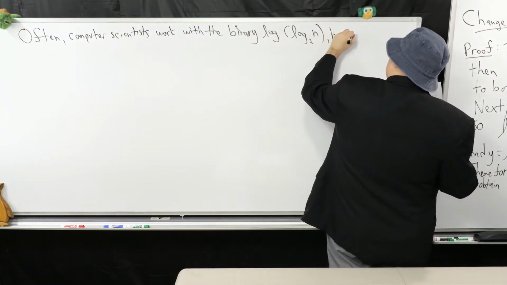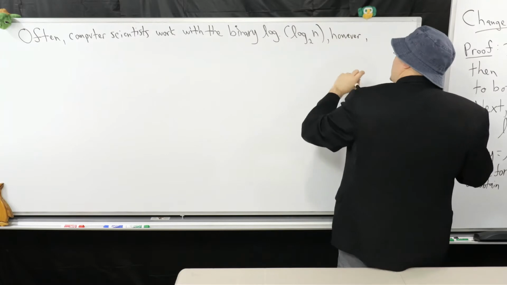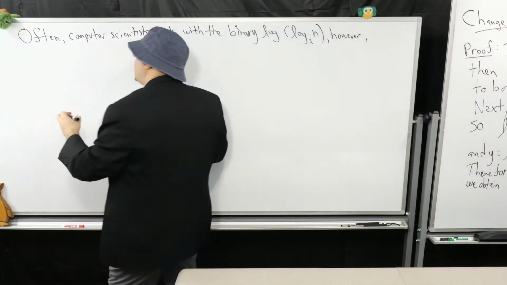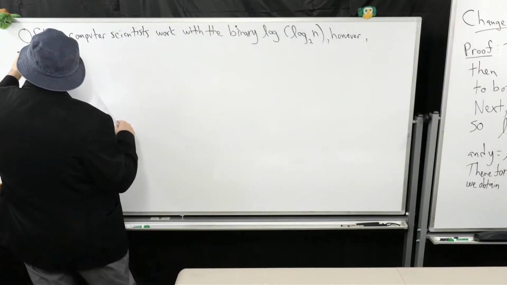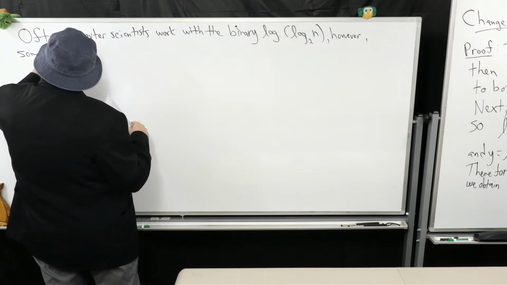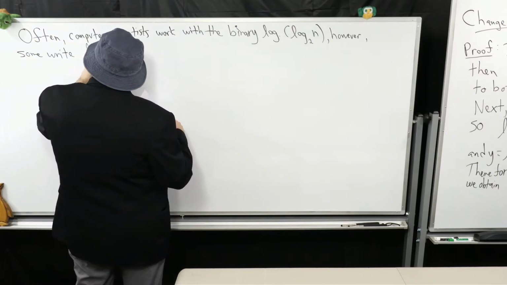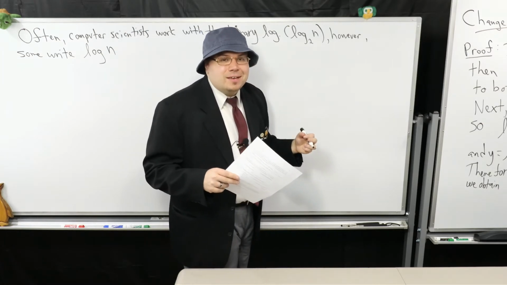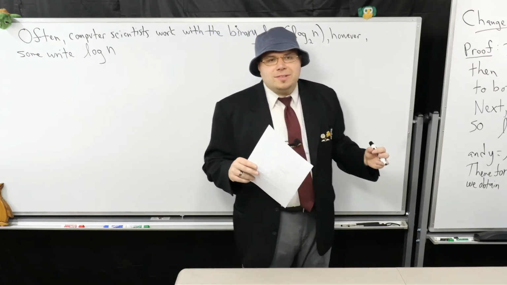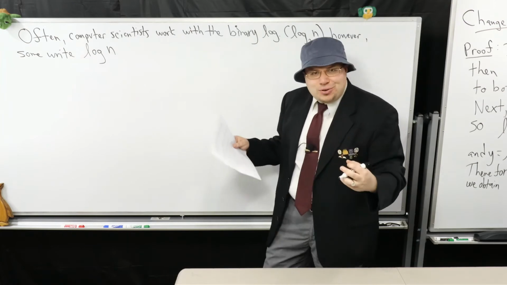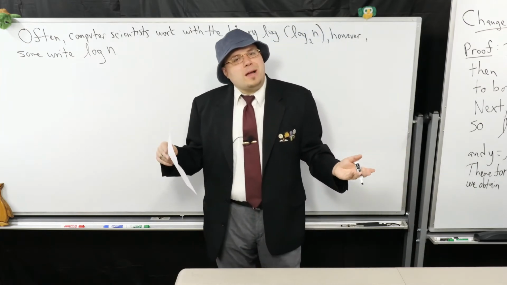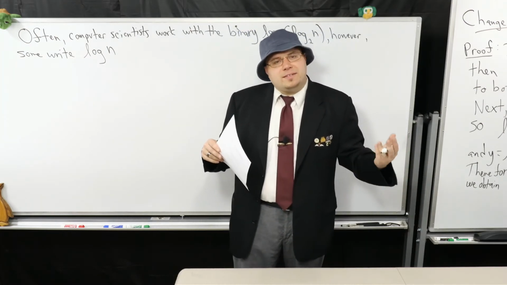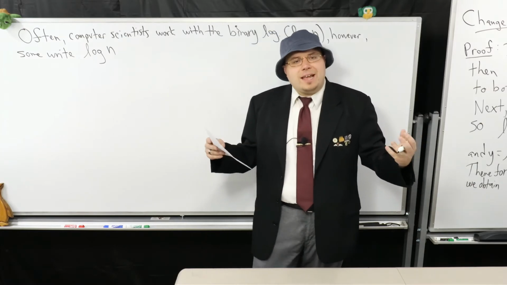However, some write log n like this without any mention of what the base is. Often in computer science circles, they mean the base is 2. However, in other communities, it might be that the base is in fact 10, because base 10 counting.